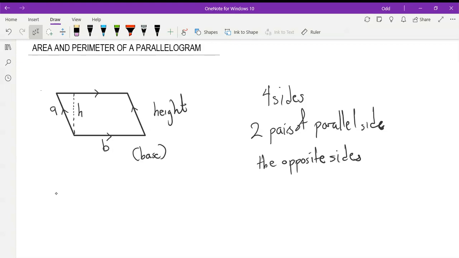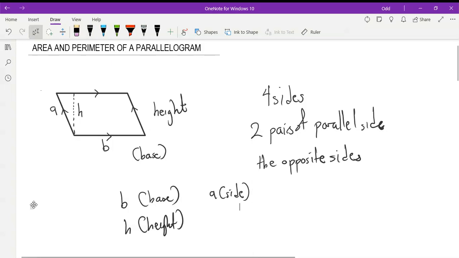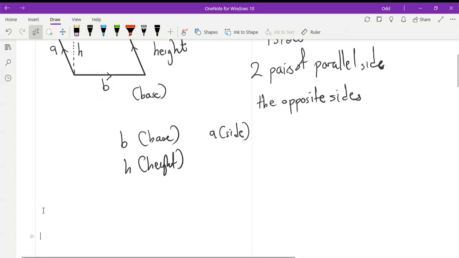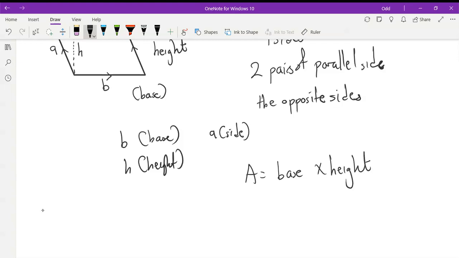of the parallelogram. So three parameters when it comes to finding the area and perimeter: we have the base, the height, and the other side. We can just say A, other side. So how do we find the area of a parallelogram? It's very simple. The area will be base times height. We're going to ignore the side first, just the base and the height. We can just say B times H, right?